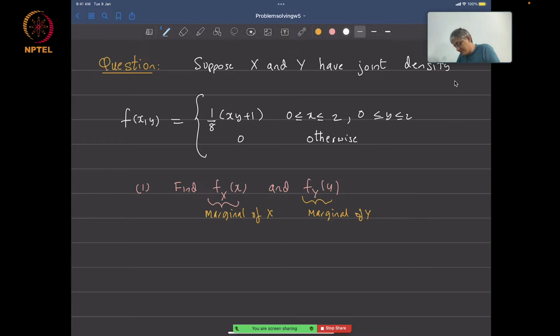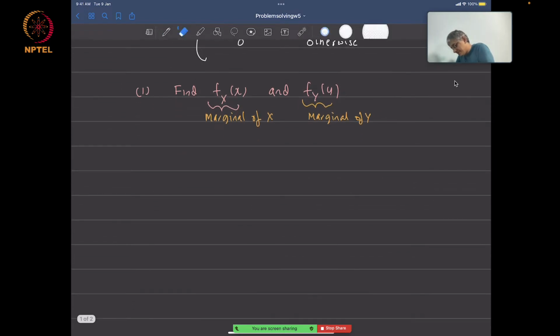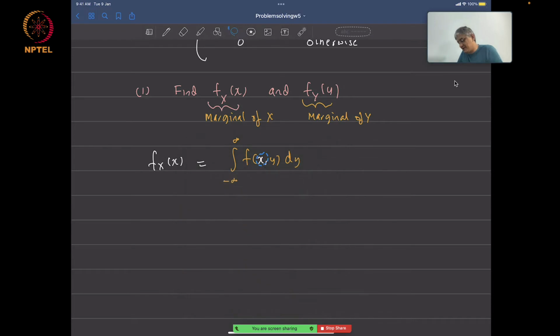So the first step is I need to understand what f sub x of x is. So f sub x of x is going to be what? You have to integrate out the y variable in f_XY. So it's the integral from minus infinity to infinity of f_XY dy. Just to make sure what we're integrating is understood, x is a constant in the integration. We're integrating only y in f_XY.